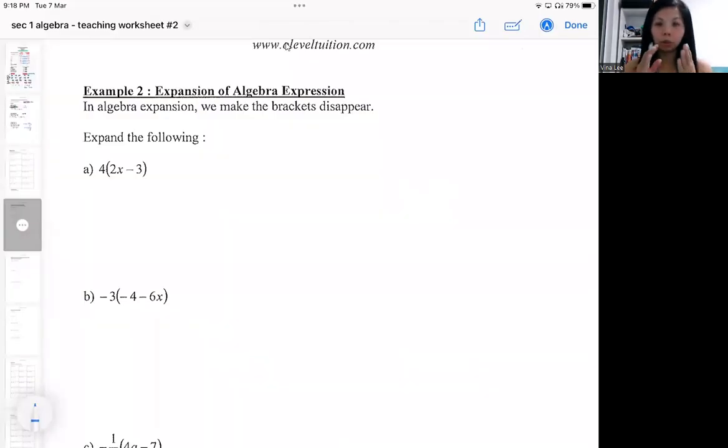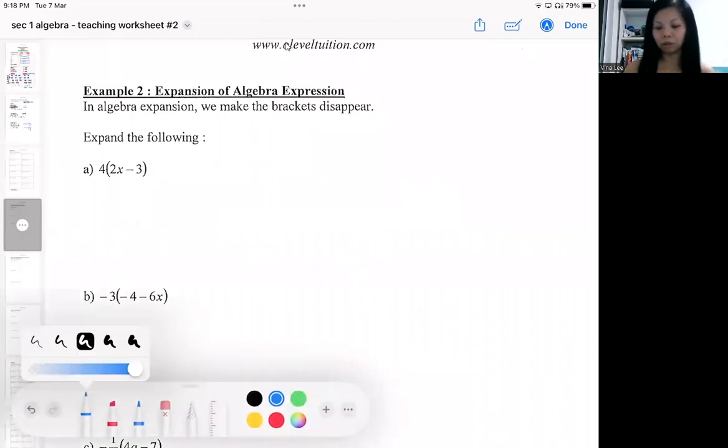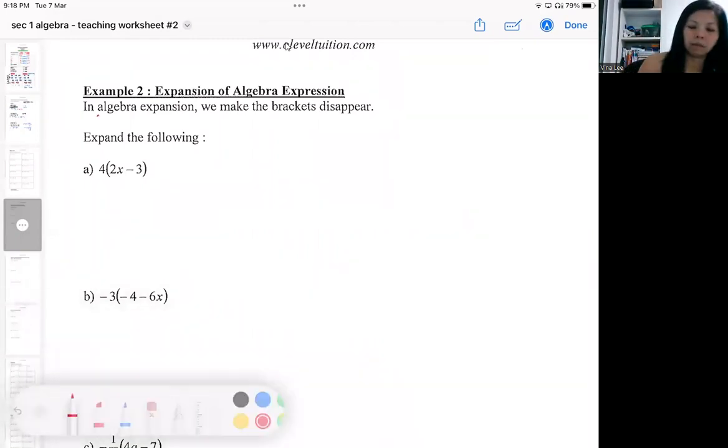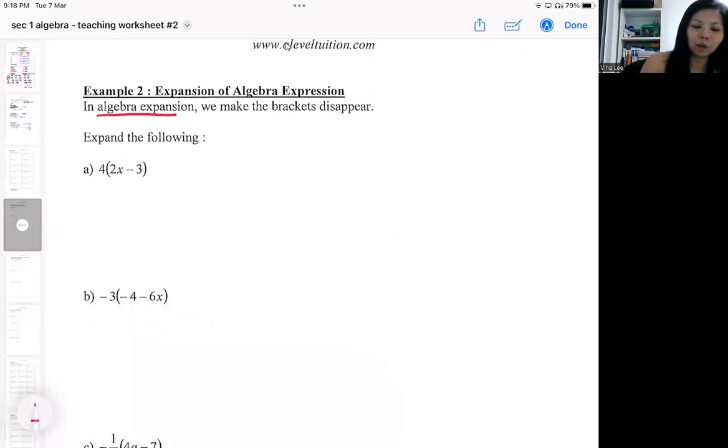In this example 2, 3, 4, I'm going to teach you something called expansion. So when we say algebra expansion, it doesn't mean that you expand and make it fatter, like the typical expansion. When we do algebra expansion, we make the bracket disappear.